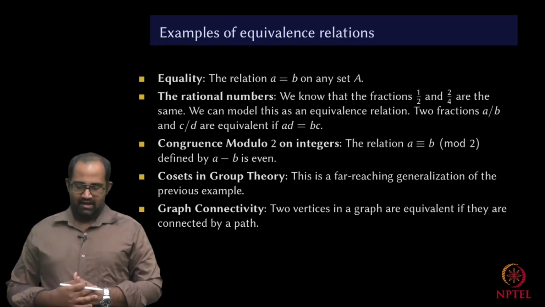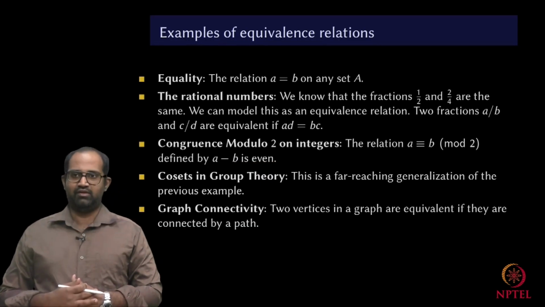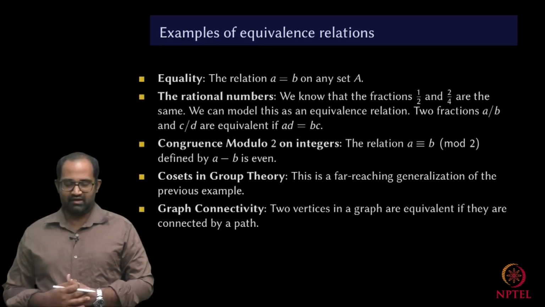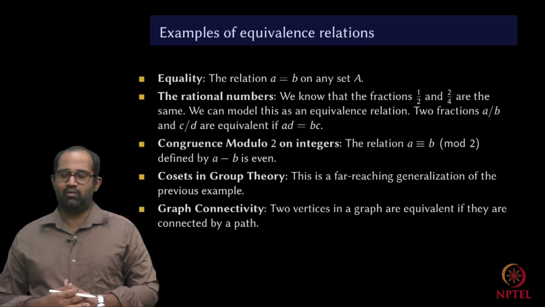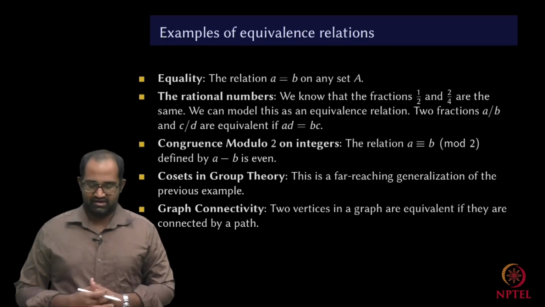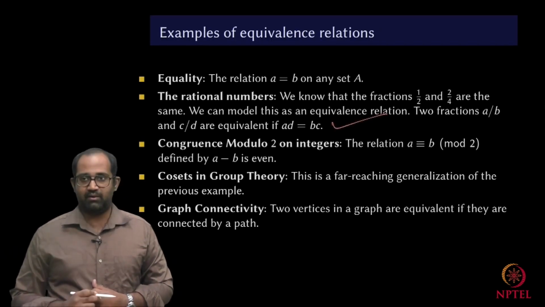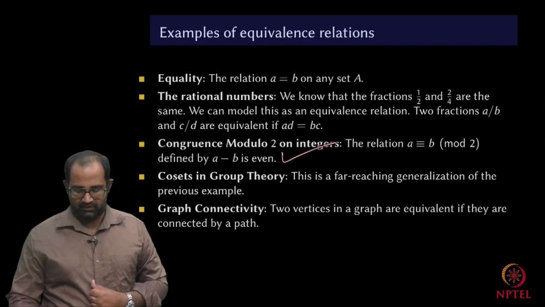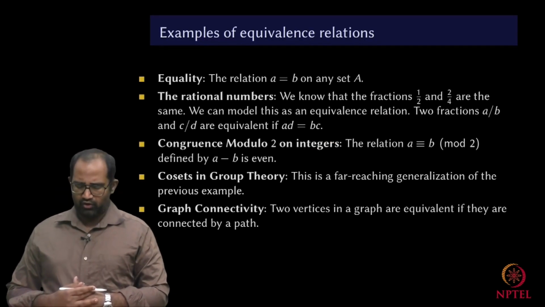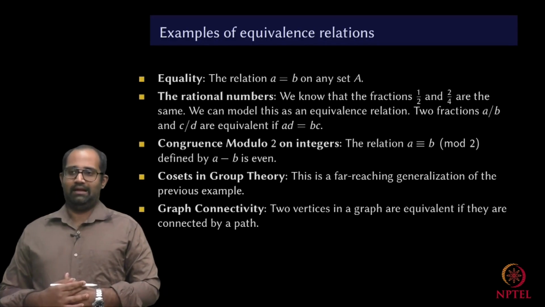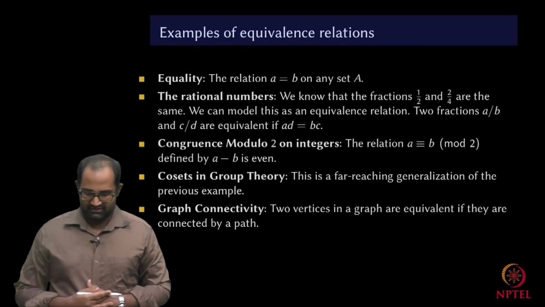Now, notice I am skipping a few checks both in the previous example and in this example as well. You really have to sit down, spend a few minutes and check that this one is really an equivalence relation, and the same with the previous one. Okay. So, congruence modulo 2 is also an equivalence relation on integers.